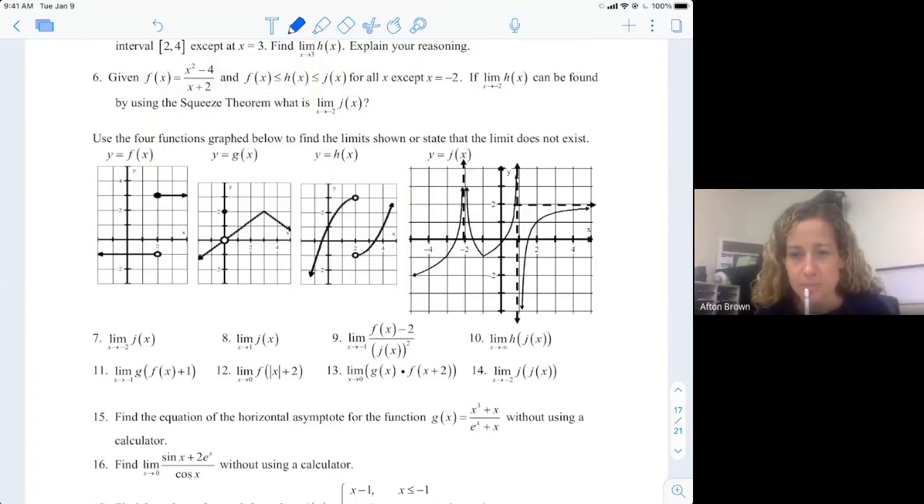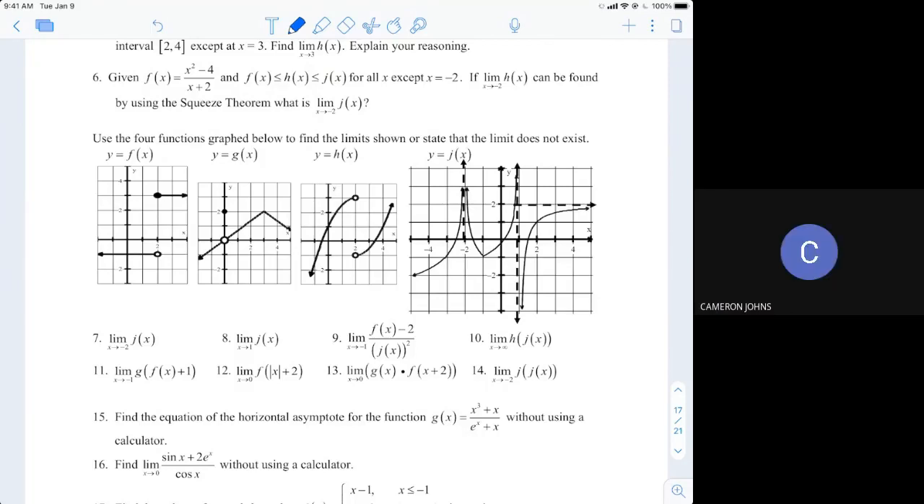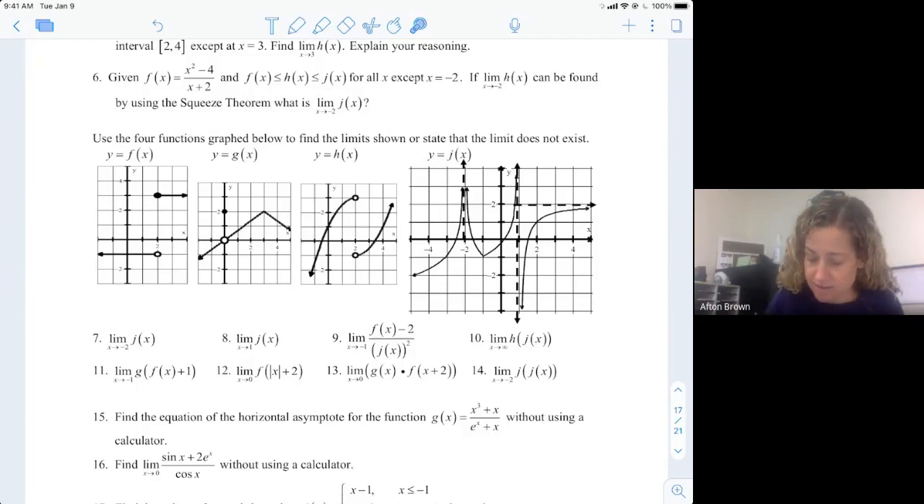Are you there, Cameron? I'll come back to you. Oh, hey, you're good, sorry. For that one, I got infinity. Exactly. Very good. Yep, because both sides go up to infinity. This is kind of the weird one where you could give infinity. I think infinity is the most descriptive, but the book and the test would also accept does not exist. So at a vertical asymptote, you could have given either of those answers.